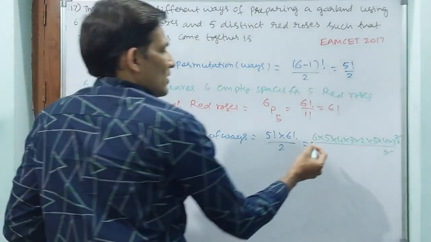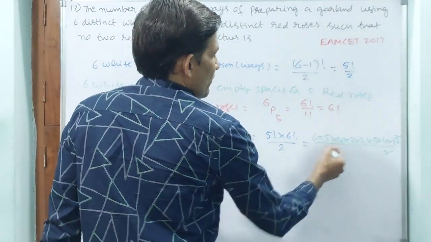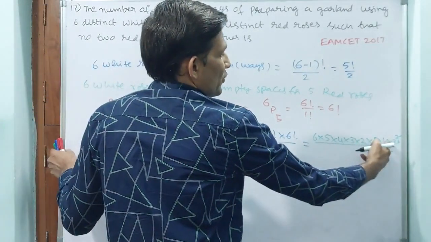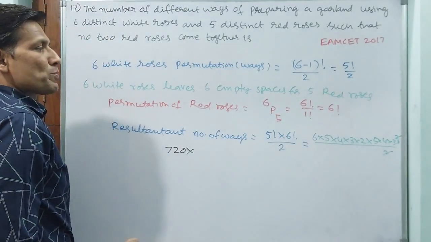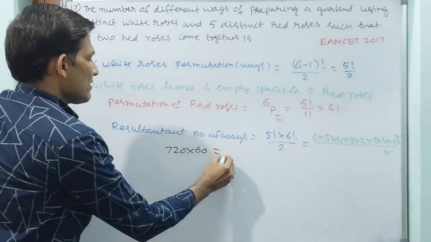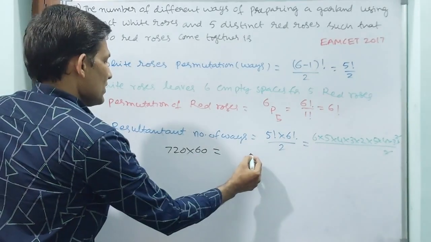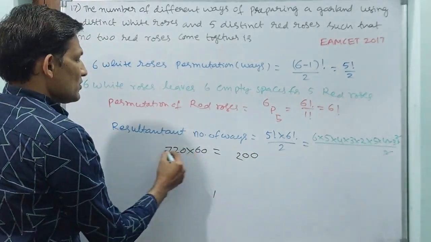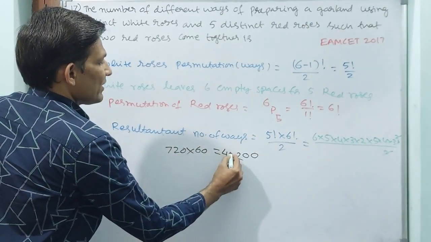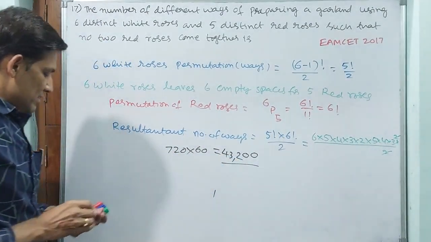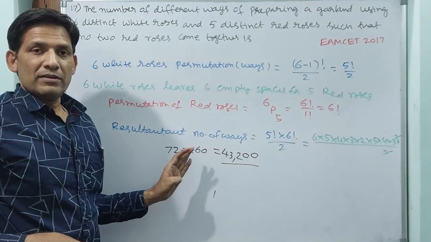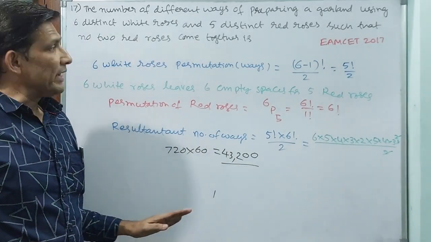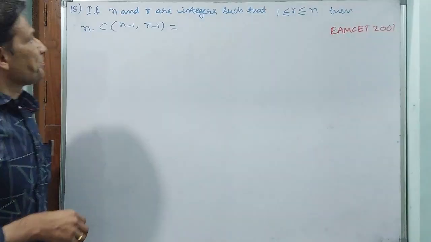Let us do it. 30, 24. 720 into 60. 6 2s are 12, 6 7s are 42 plus 1 is 43. That gives 43,200. They have given the answer like this only, 43,200. You take it like this. Let us go for the next question.